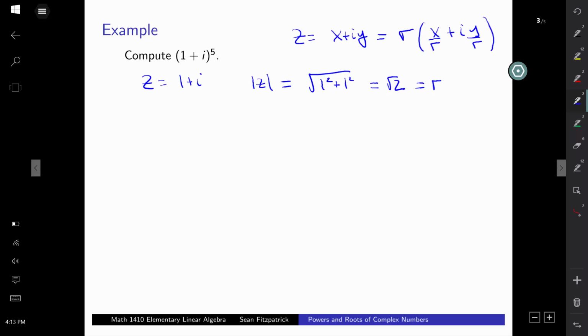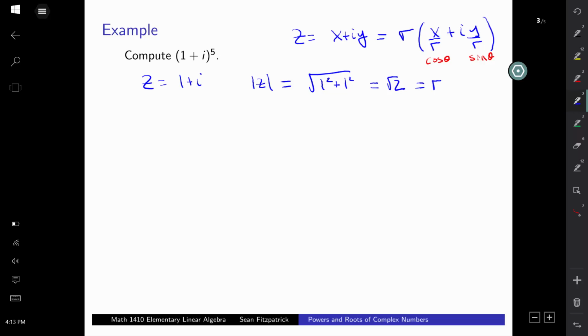So you can write things like that. And the reason you want to write things like that is that this number that's left over is something that's going to have modulus 1. So this x over r, right? That's your cos theta. Y over r, that's your sine theta.